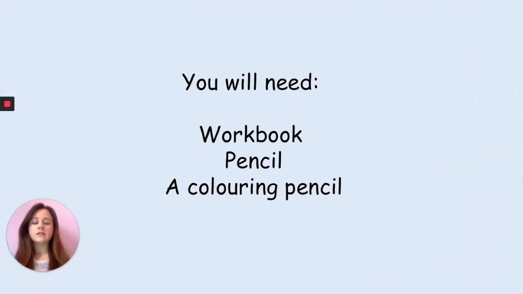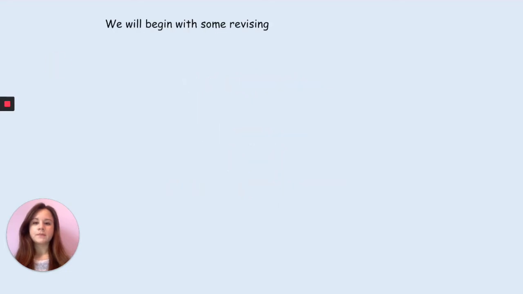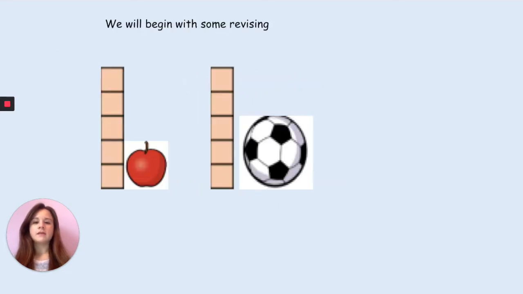So for this video you will need your workbook, a pencil and a colouring pencil or a different coloured pen just for when we do our marking. And you will also, if you want, need to print out the paper copy of the test. But as I said, you can just copy it from the video and write it in your workbook. So we are going to begin with some revising.